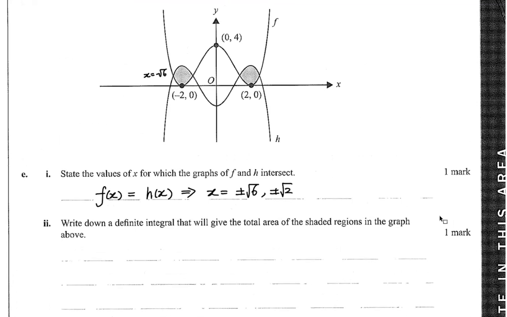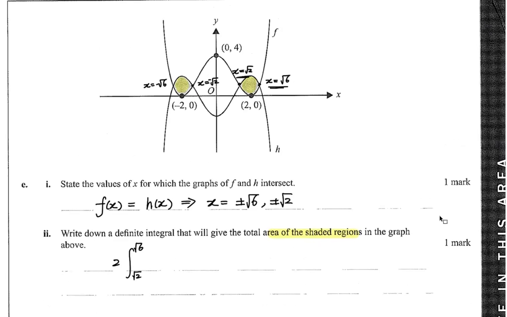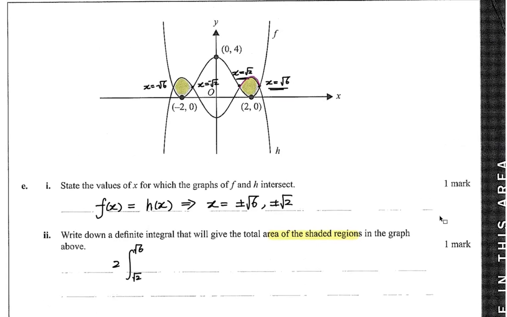X equals minus root 6 is here. X equals minus root 2 is here. This is x equals root 2, and this is x equals root 6, okay? For the total area of the shaded regions, we know this area is identical to this area here. So you need a 2 in the front. Integral, we choose the positive values of x, root 2 to root 6. Which one is above? Upper is h, lower is f.